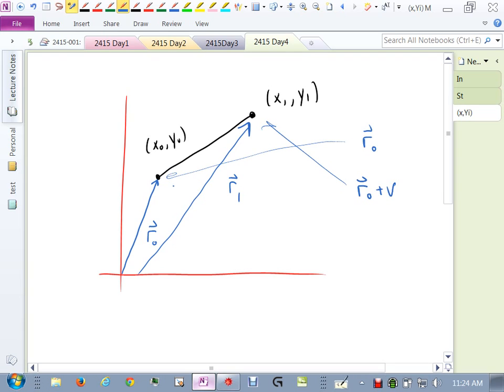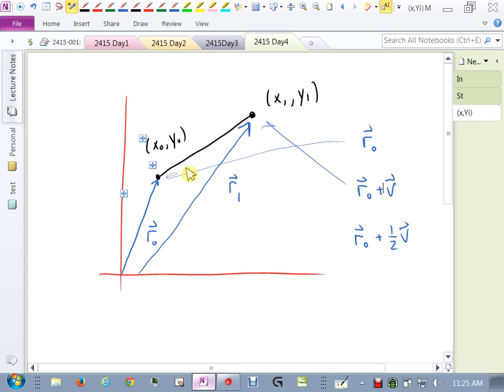Y'all follow? How would I get to the point right in the middle of them? I'd add half of V, wouldn't I? Instead of going the whole V, I'd go half of V. What if I wanted to get a quarter of the way, like somewhere in here? Again, I wouldn't do R0 plus the whole V, I would just do R0 plus a quarter of V.